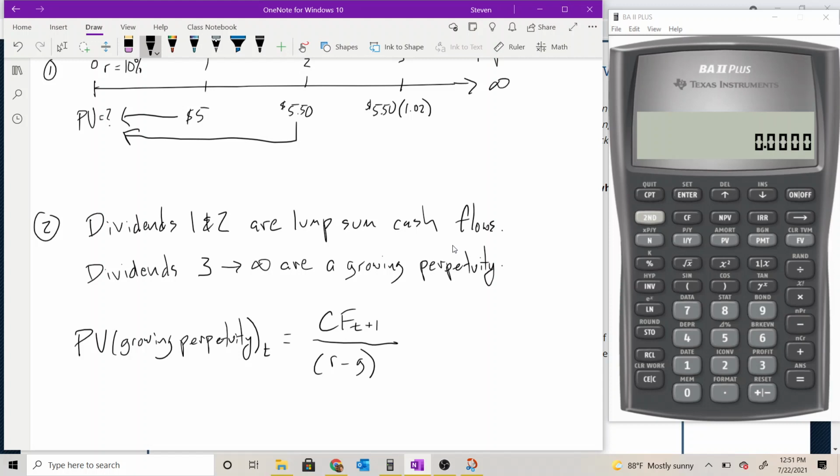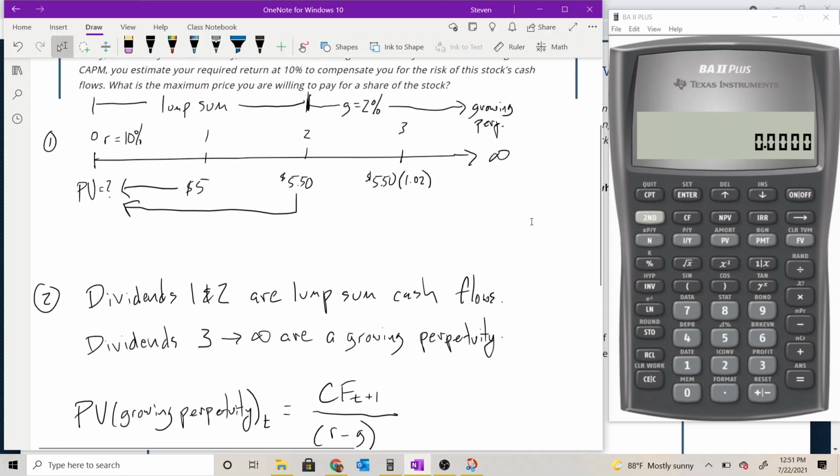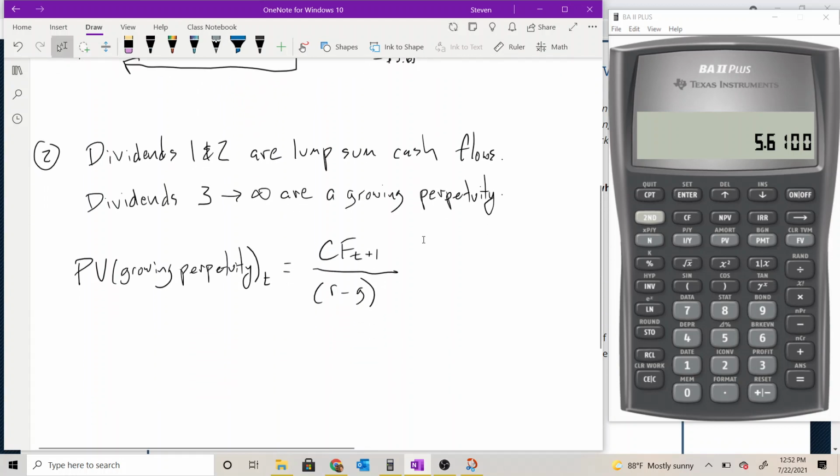The timing on this matters. When we plug in cash flow at t plus 1, which for us is going to be the first cash flow of the growing perpetuity, the one that begins it. That's going to be this $5.50 times 1.02, whatever that comes out to be. In fact, let's just go ahead and calculate that so we're not confused. $5.61 is what that comes out to. So the dividend at the end of year 3 is going to be $5.61. That is our cash flow at time t plus 1.